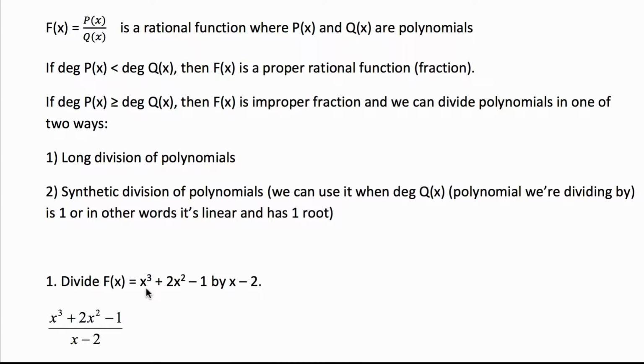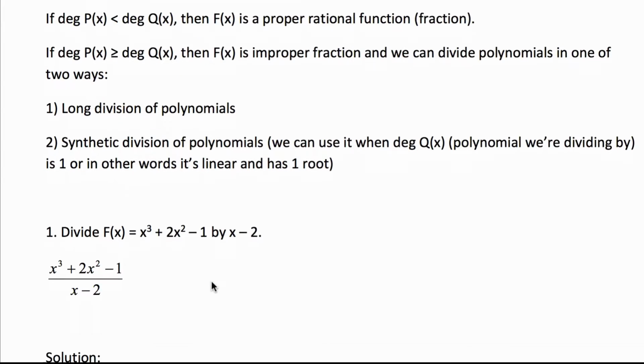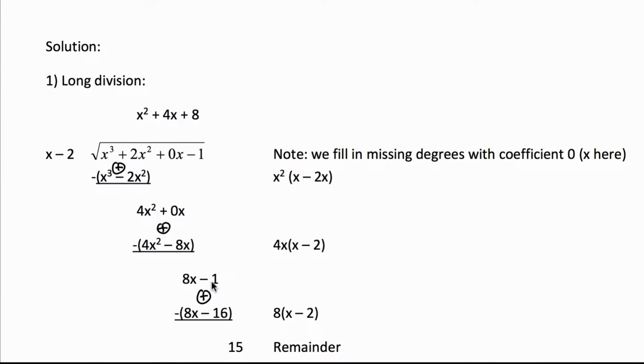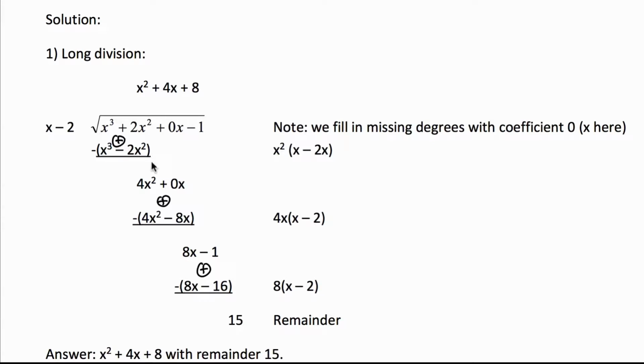So let's say we're trying to divide the polynomial x cubed plus 2x squared minus 1 by x minus 2. Let's first take a look at the long division, like how does the process work, and then we'll compare it with the synthetic division. So how do we do this? And again, I have it all typed out so that it's easier to follow, but let's do this step by step.